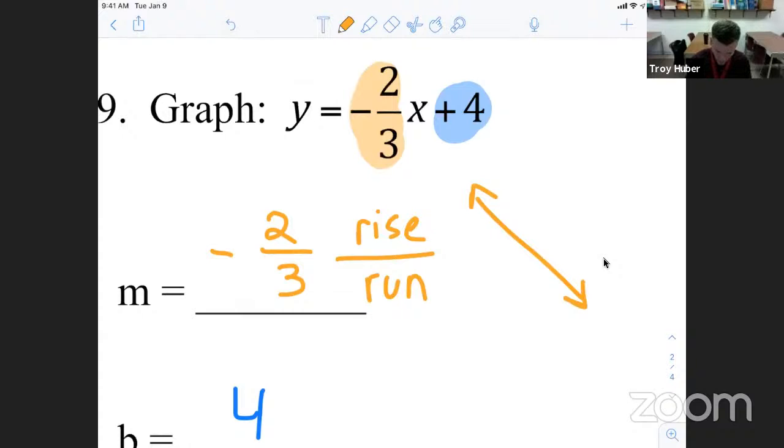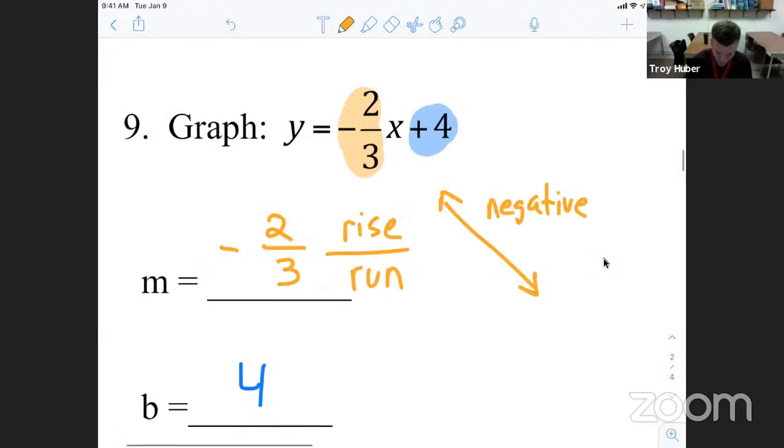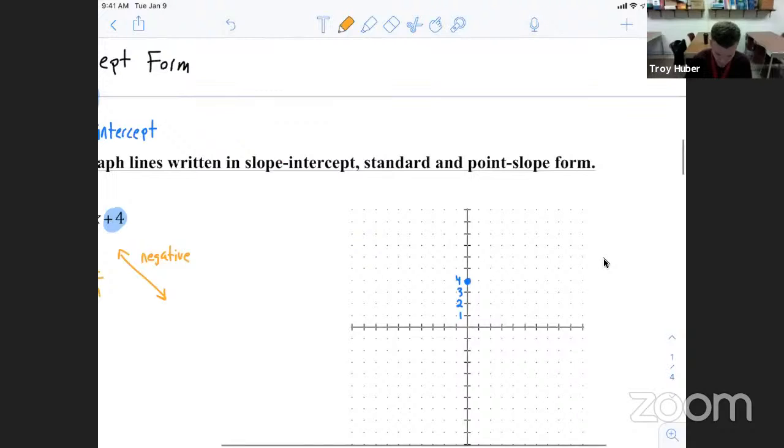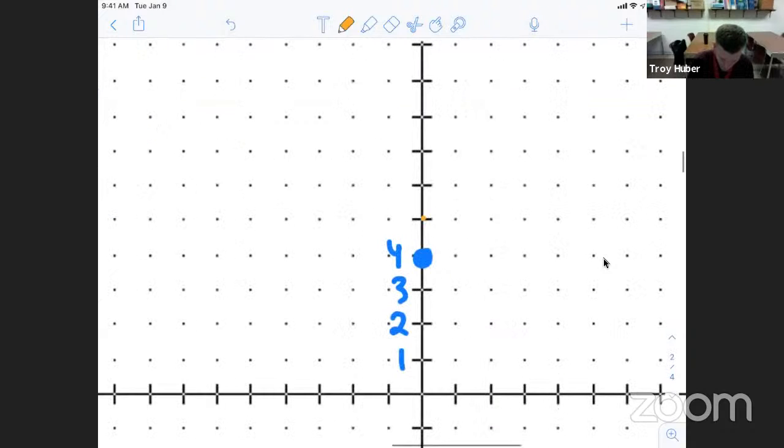So this is our negative slope. So I'm going to go up 2, left 3. So up 1, 2, left 1, 2, 3. You could even go down and right if you wanted. So I could go down 1, 2, right 1, 2, 3.